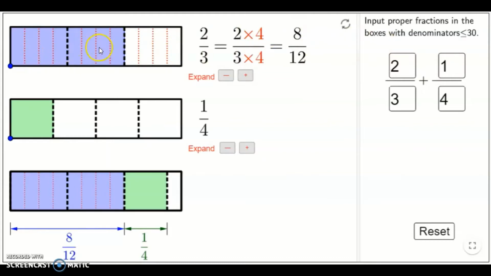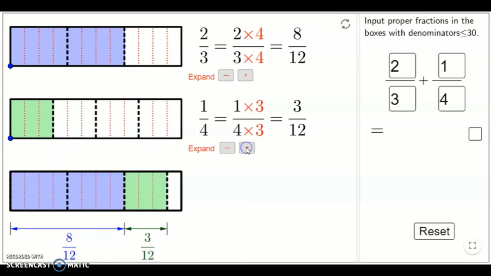1, 2, 3, 4, 5, 6, 7, 8, 9, 10, 11, 12. For 1/4, we can split it into 2, which will make 8ths, and into 3, which will make 12ths. 1, 2, 3 out of 12 slices. And now I can add these together. I have 8 twelfths plus 3 twelfths, and I can add those to make 8 plus 3, 11 twelfths.